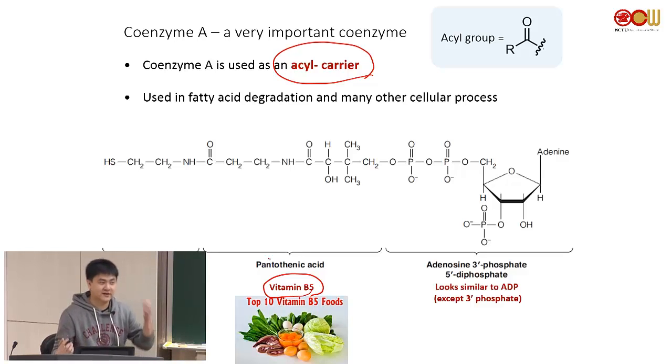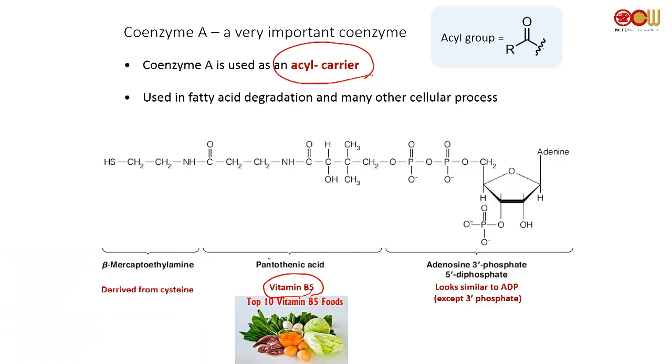If you don't have acetyl-CoA, you're going to have problems. Okay, you're going to have serious problems. Right, so coenzyme A is used almost everywhere. It's used a lot in fatty acid degradation, and many other cellular processes, including the TCA cycle, including amino acid biosynthesis, including a lot of stuff. Chloramphenicol resistance, for example, uses acetyl-CoA, okay. There are a lot of processes that really use acetyl-CoA, okay.